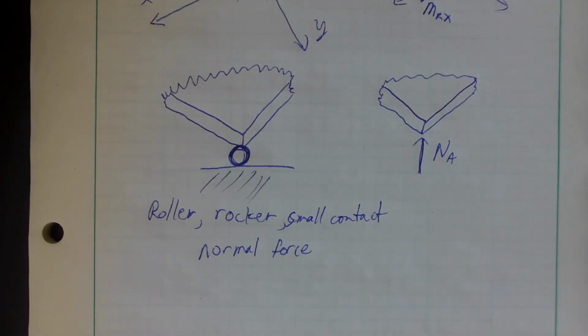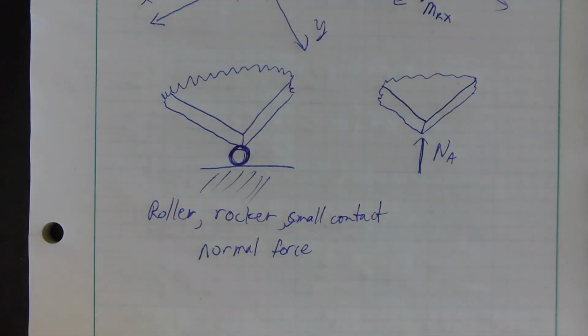Okay, look through the table in your text that talks about these different kinds of reactions. I'm going to talk about a ball and socket joint in the next video. I try to keep these to 15 minutes. I'm a little bit over, so I'm going to stop and go to the next video.